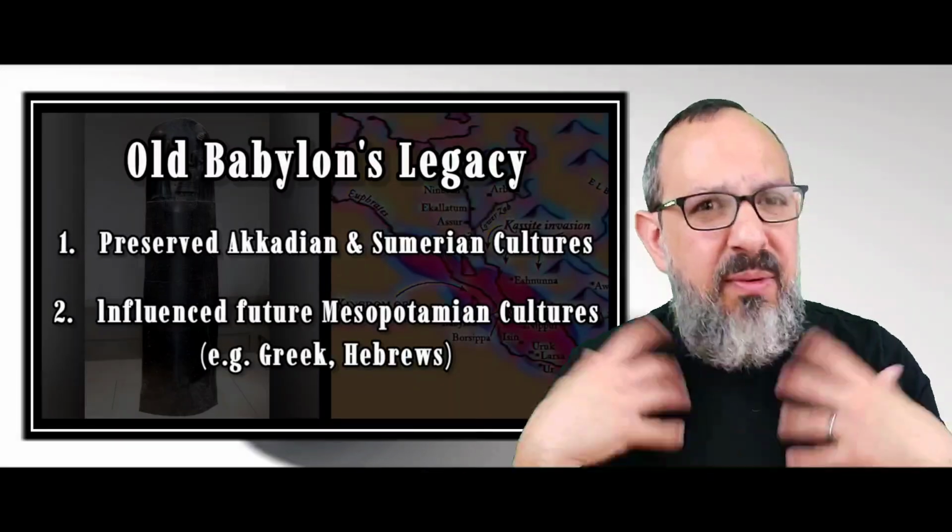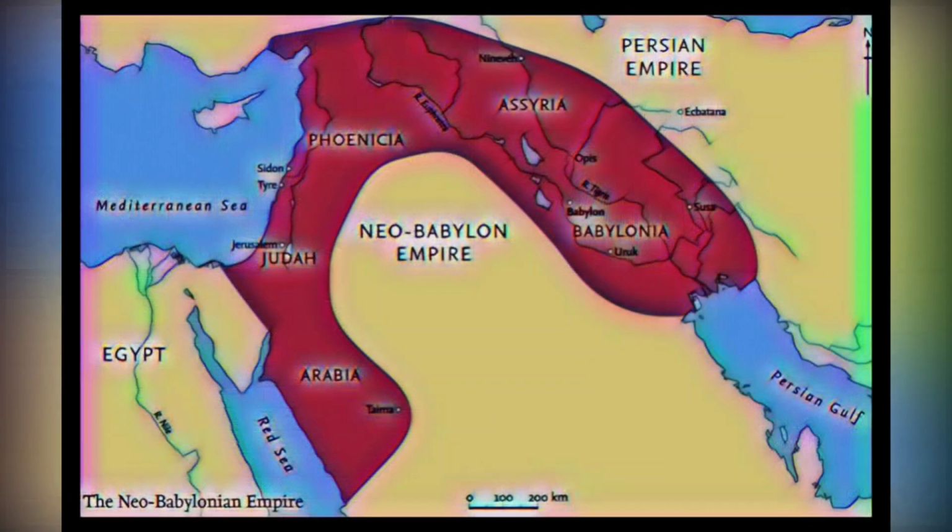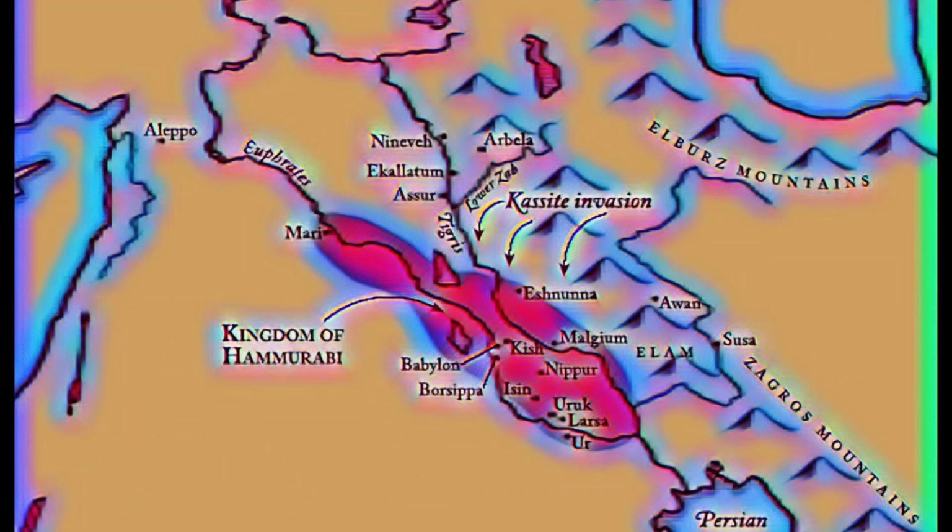Now, at this point, some of you might be wondering about the Hanging Gardens of Babylon, or the Ishtar Gate, or the Tower of Babel, or the Babylonian captivity, but those are things associated with the Neo-Babylonians of the first millennium BCE. Here in this video, I've only been discussing the Old Babylonians. You see, Old Babylon was an influential power of the first half of the second millennium BCE. Then they declined and took a backseat to other regional powers, and Babylon was ruled by different groups.